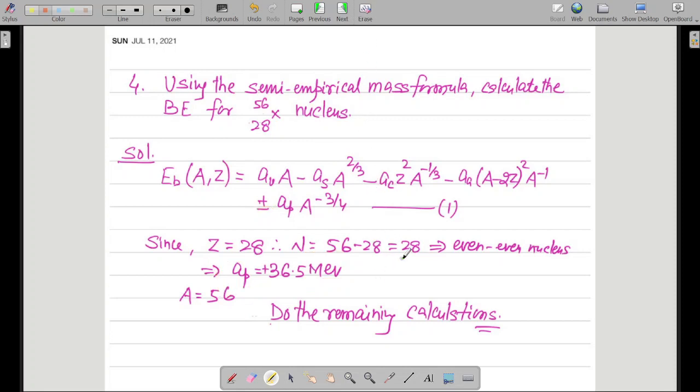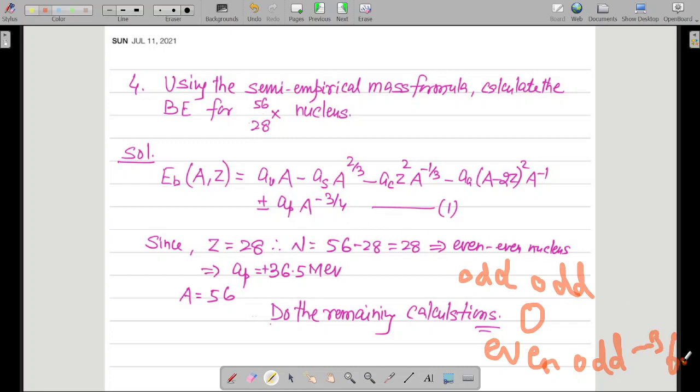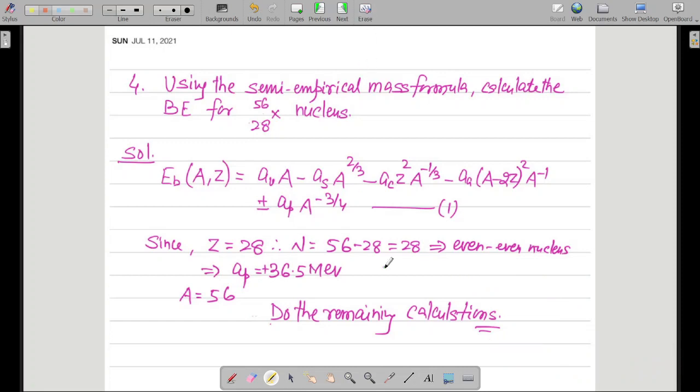We have already learnt it: even-even nuclei, odd-odd nuclei, and odd-A nuclei. For odd-A nuclei, the pairing energy is 0. For even-even it is plus 36.5 mega electron volt. For odd-odd it is minus 36.5 mega electron volt. You have already learnt all these things. So it is an even-even nucleus.